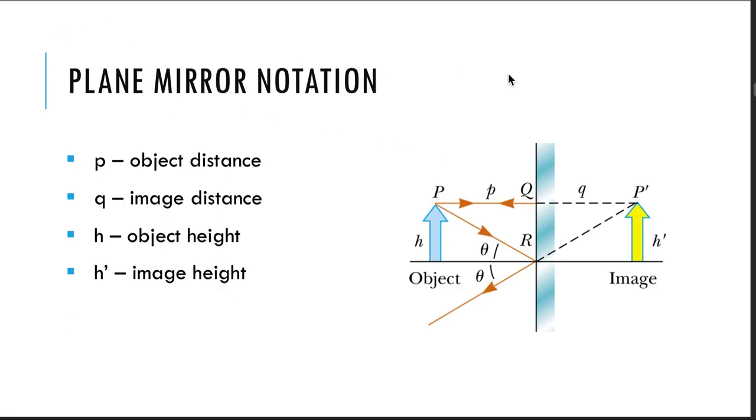Here's the notation that we're going to be using throughout this chapter. So the first one is, how do we notate the distance between the mirror here and the object? We're going to use a lowercase letter p here. What about the distance from the mirror to the image? That's going to be q. The object height is going to be h, and then the image height will be h prime. Those are the only letters that you have to worry about here.